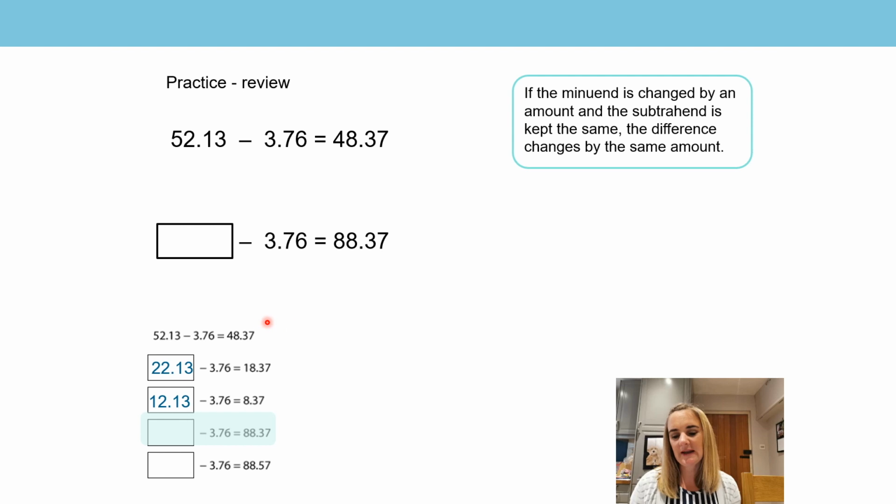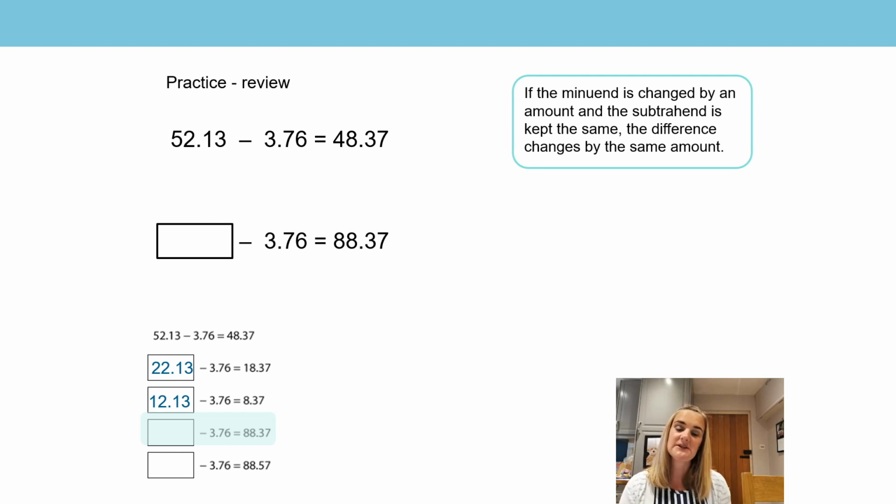Well, I was looking really carefully here and I was thinking about what's the same, and all of them have that same subtrahend. But what's changed? Well, this one's 48.37, the next one's 18.37, the next one's 8.37, and the one we're about to calculate is 88.37. And I noticed that was actually closer to our original calculation. I've stuck with that original calculation of 52.13 subtract 3.76 is equal to 48.37.